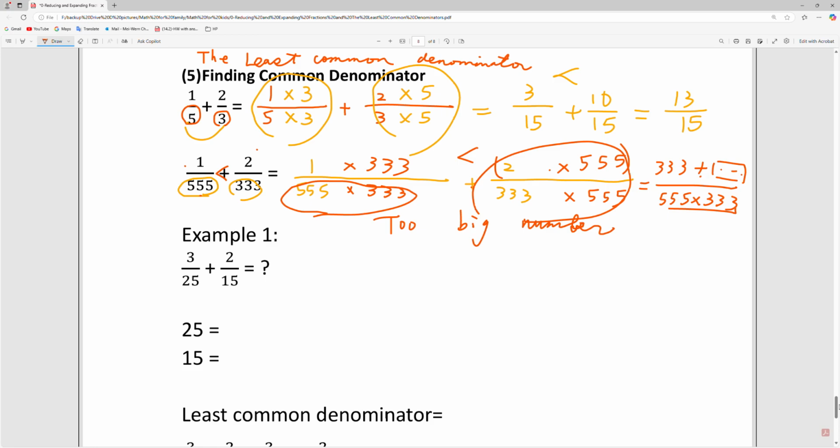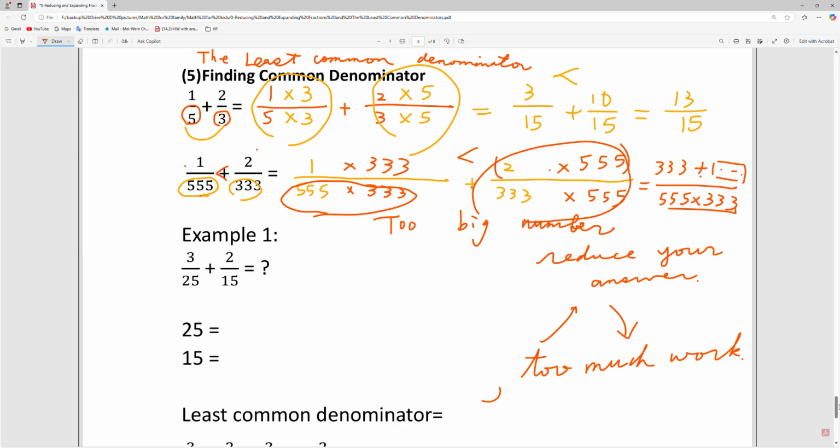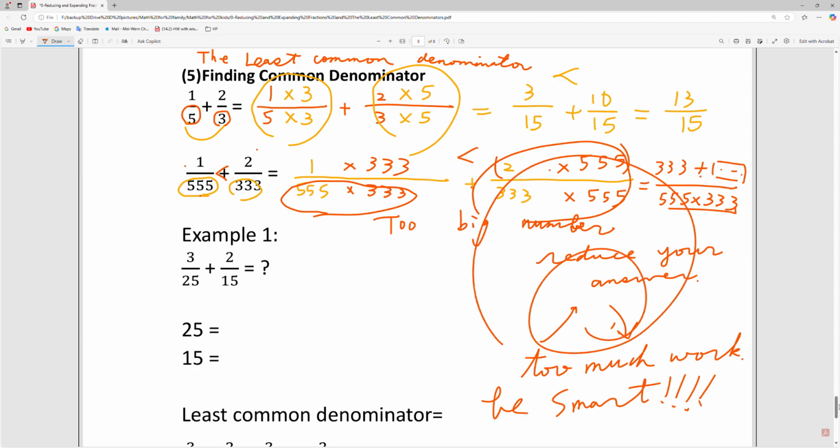Right now you say, teacher, I can use a calculator. Yes, you can calculate with a big number, and then you need to reduce your answer. If you make a number big and then reduce, you make too much work for yourself. Okay, so we want to be smart. Be smart. Don't do that. Don't make numbers too big.